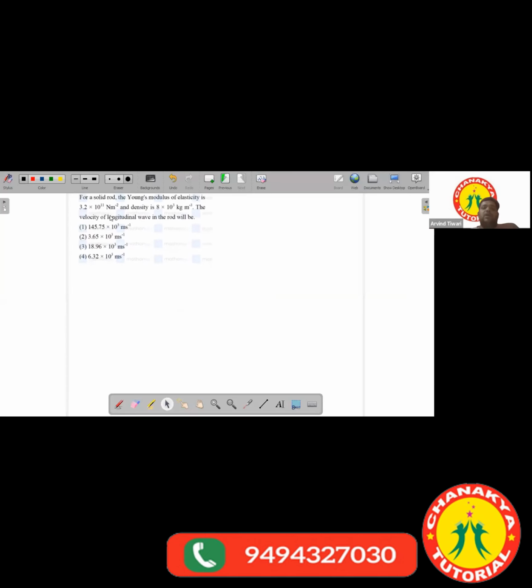So here is the new question. Here you have to find out the velocity of longitudinal wave in the rod. So try doing this. I'm just coming in 1 minute. Do you know the formula of the velocity of wave? No, sir. So just check it out. Use the formula of velocity of wave.